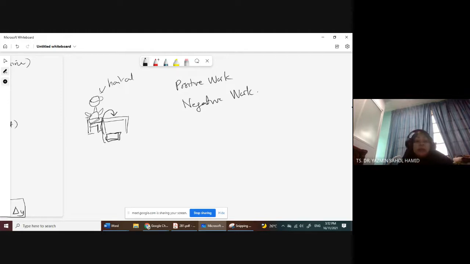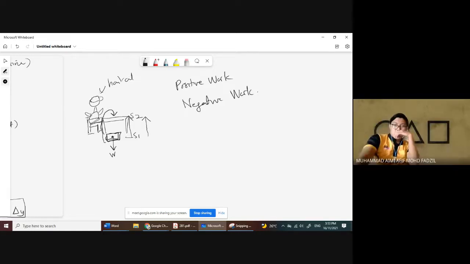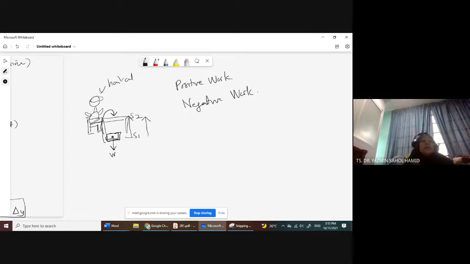Let's say this book has a weight, and your direction that you're moving, this is S1 and this is S2. Now, the work is due to the weight, but your direction is going up. Is it in the same direction as the displacement? No. So when it is not in the same direction, you are actually doing negative work. If your force of work is in the same direction as the displacement, you are actually doing positive work.